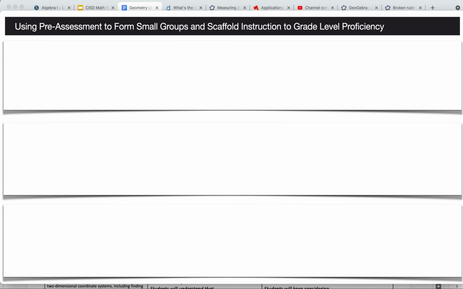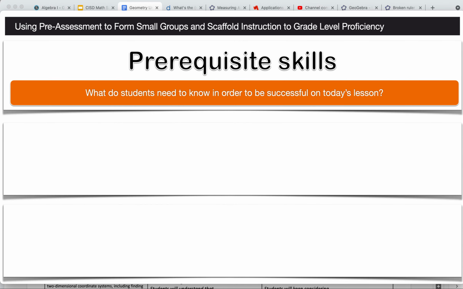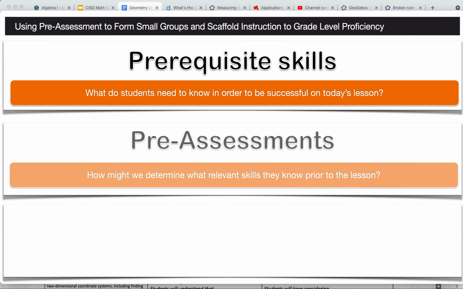Okay, geometry educators, now more than ever, it's important that we use pre-assessments to form small groups and scaffold instruction to grade level proficiency. We need to ask, what do students need to know in order to be successful on today's lesson? What are those prerequisite skills that if the students don't know and understand, they will be facing a barrier to accessing today's lesson?